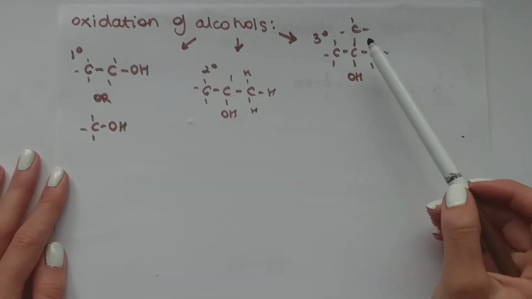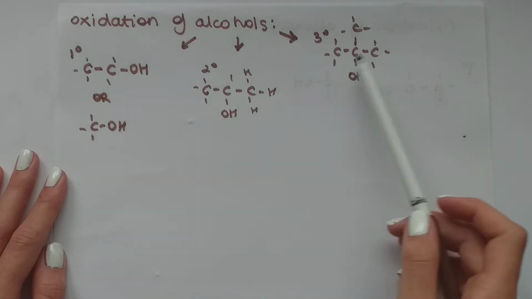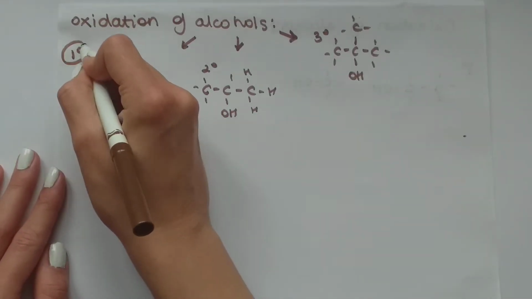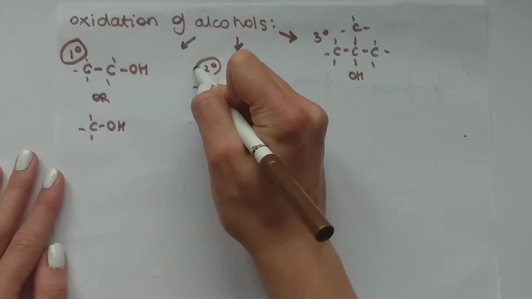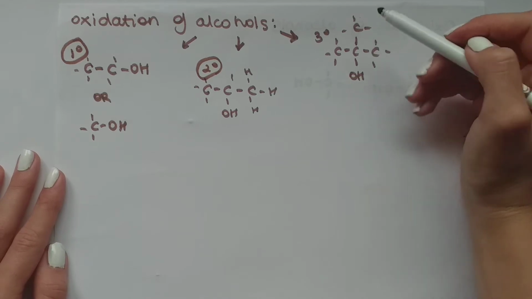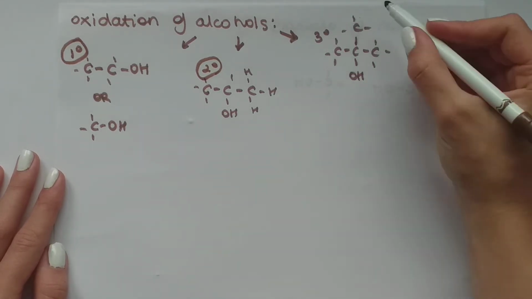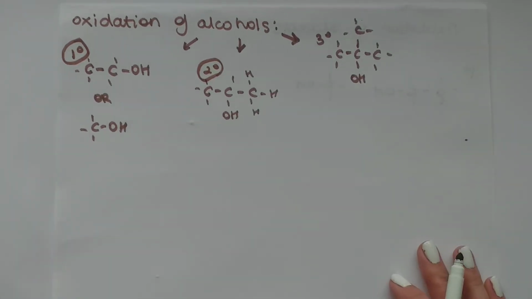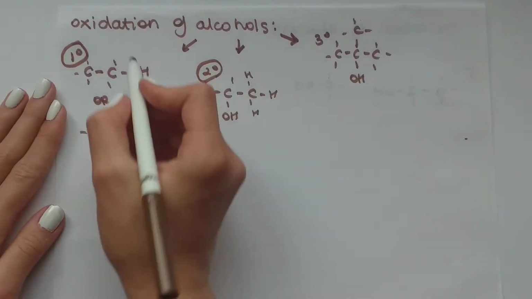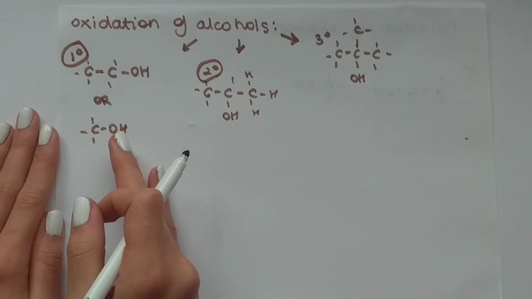We can't oxidize every alcohol. We can oxidize the primary alcohol, we can oxidize the secondary alcohol, however, we can't oxidize the tertiary alcohol. And what this means, I'm going to show you right now. So let's start with the primary.